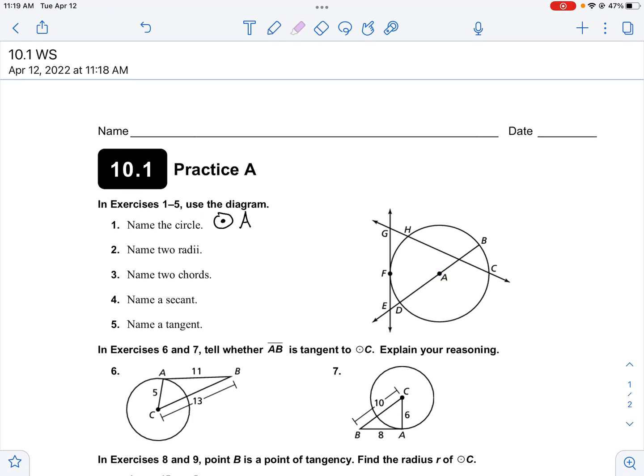Name two radii. Okay, well, a radius goes from the center to the edge. So we have AD. And the other one that we have is AB, because again, this is from the center to the edge. So we have AB and AD.